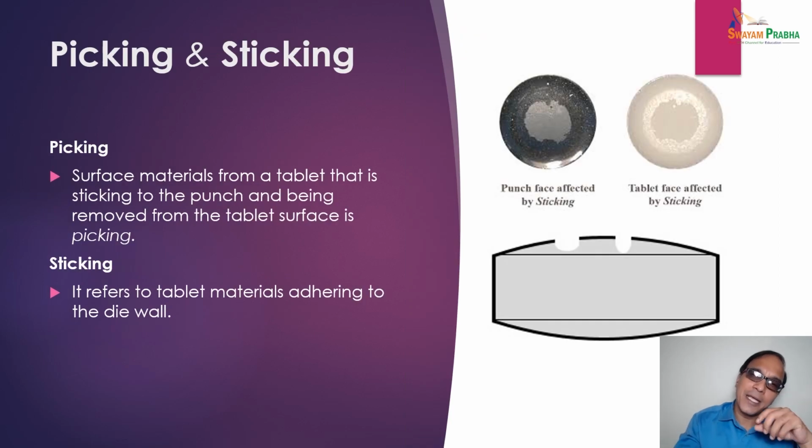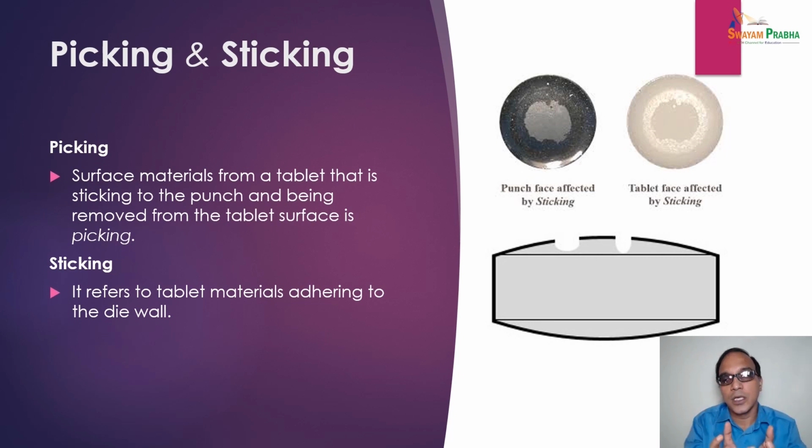Now let's discuss picking and sticking. As you can see, picking means the tablet punch has picked up some of the particles from the tablet body, and sticking means the tablet face is affected by sticking. Picking is when surface material from a tablet sticks to the punch and is removed from the tablet surface. Like this is the picking. While sticking refers to the tablet materials adhering to the die wall.